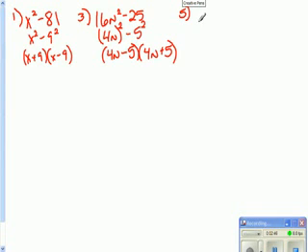Number 5. We have 49x squared minus 32. Again, that's 7x squared, right? And you have to know the square roots off the top of your head. You have to learn them. But there isn't a square root for 32, is there? There is none. So that doesn't work.